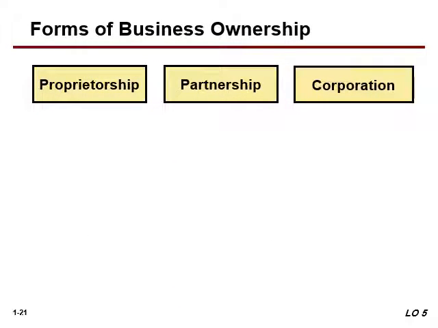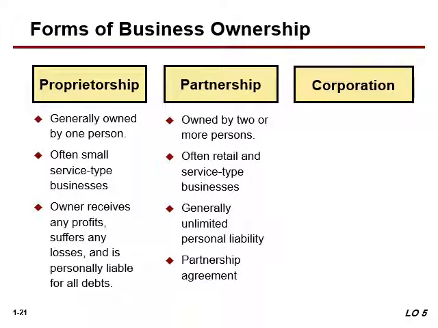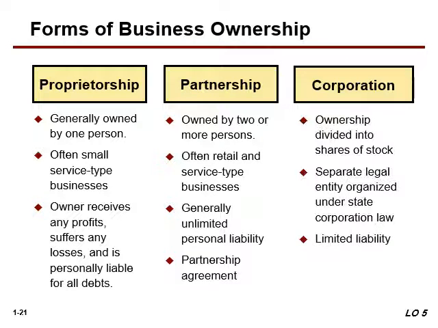We have three forms of business ownership. Number one, proprietorship. Number two, partnership. Number three, corporation. Number one, proprietorship. This kind of ownership is generally owned by one person, and the owner receives any profits, suffers any losses, and is personally liable for all debts.